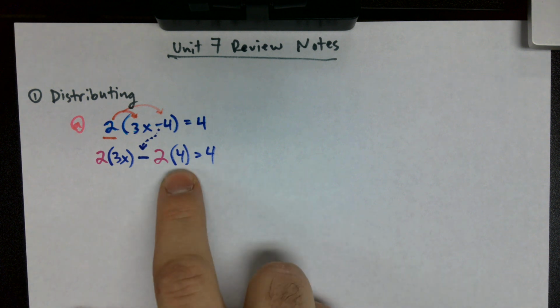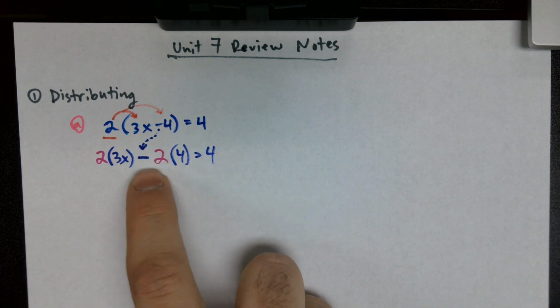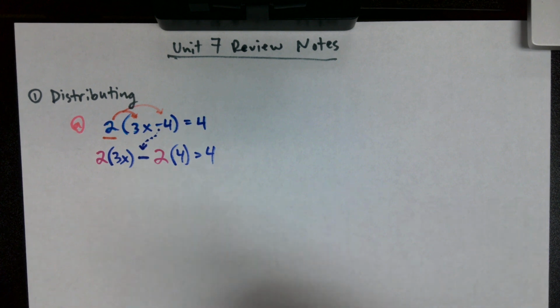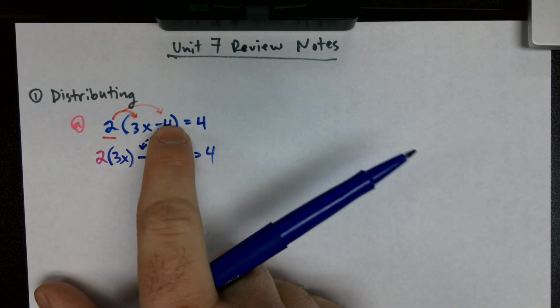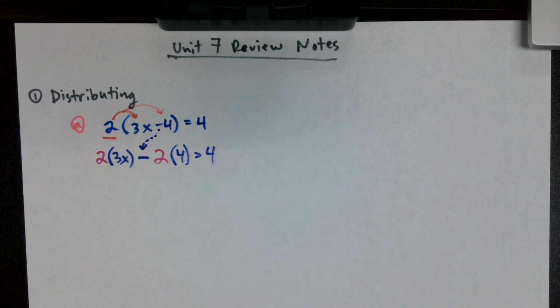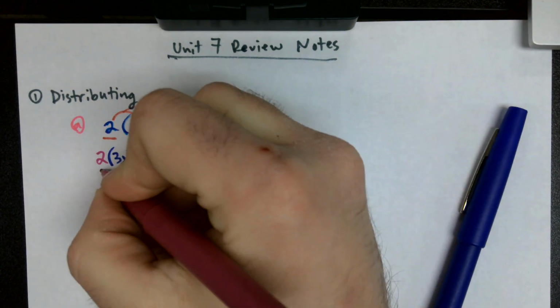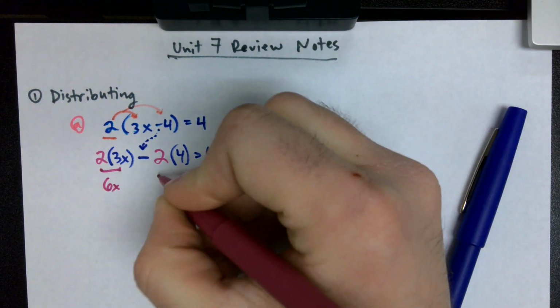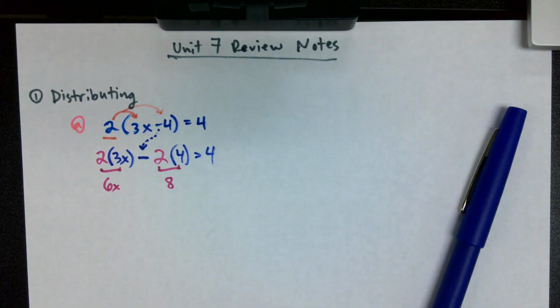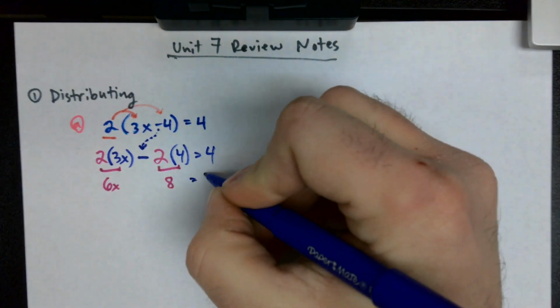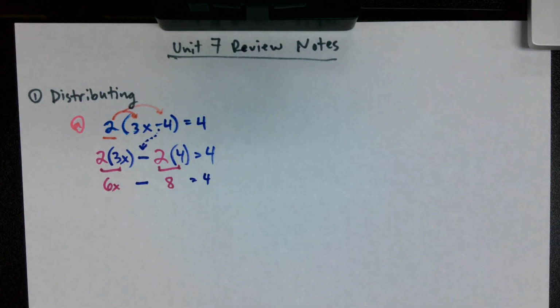If you keep that minus sign on the 4, you'll have to introduce a plus sign here, and it just gets really confusing. So stick with what we learned last year. Bring this minus sign right down in between the terms. And then we multiply these out. 2 times 3x gives us 6x, and 2 times 4 gives us 8. Bring down the minus, bring down the equals 4.